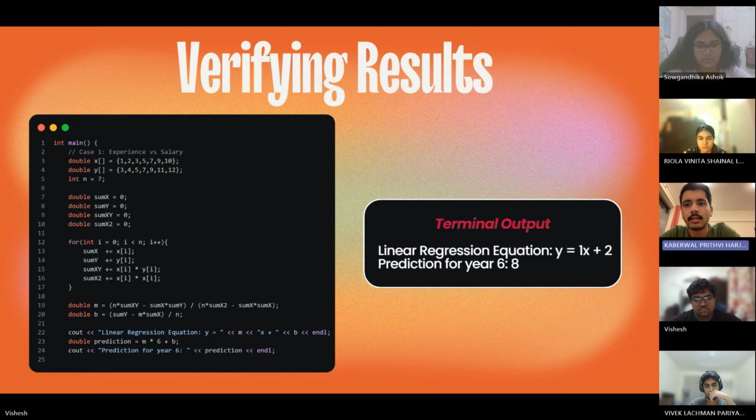And then the linear regression equation has been printed accordingly, according to the slope and the intercept. Then comes the prediction for year 6, which is the final thing that's been calculated according to the linear regression equation. So the output for this code is y = 1x + 2, which is a linear regression equation. And the prediction for 6 years of experience is 8, which indicates 8000 in salary.